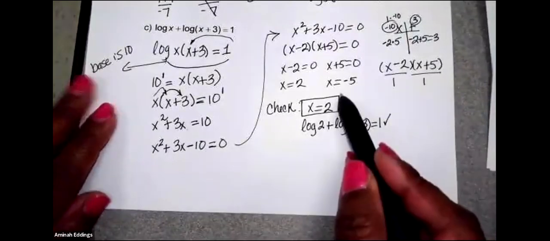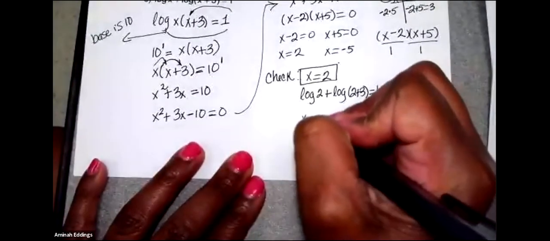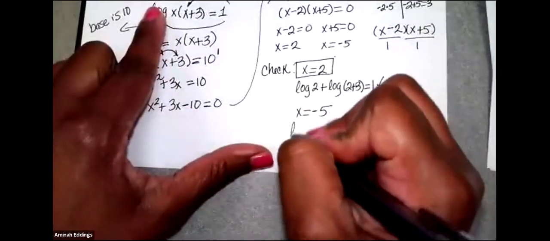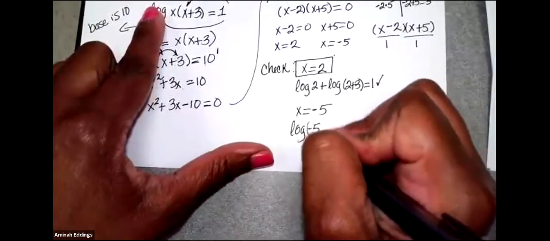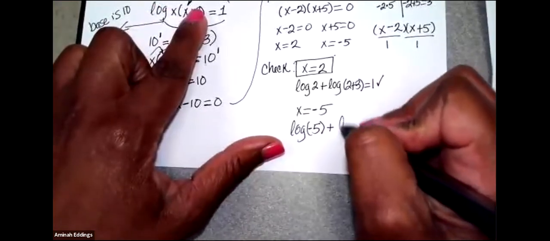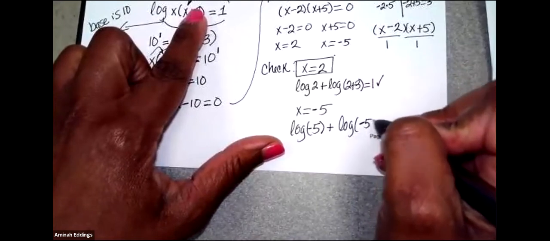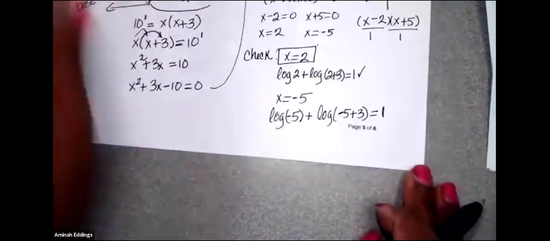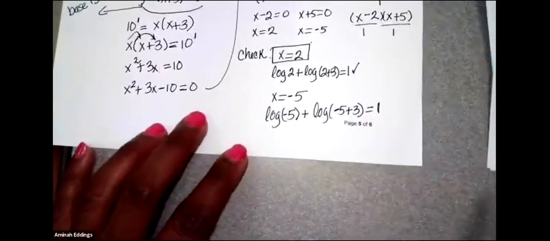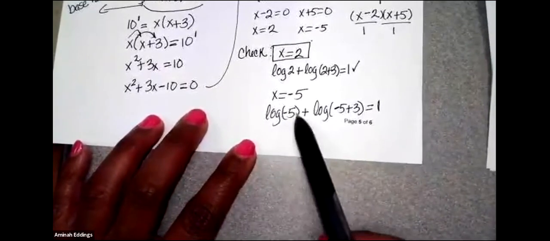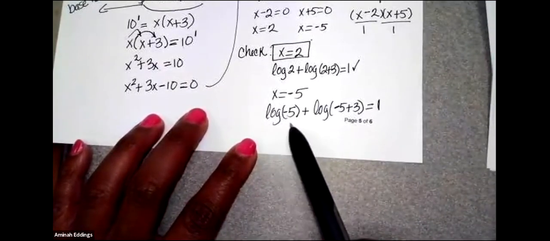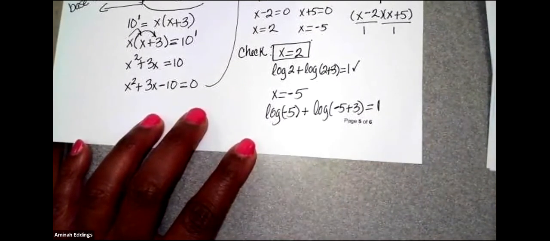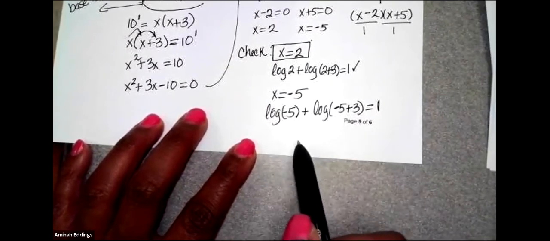Okay, now let's go and check negative 5. So when x equals negative 5, so I'm going to have log of negative 5 plus log of negative 5 plus 3 equals 1. So I'm going to tell you right here, and you may not notice it, but I'm already going to get an undefined answer because I'm trying to take the log of a negative number. And remember, I told you we could not do that. And we actually did it in our calculator last week, and you saw that you got undefined.